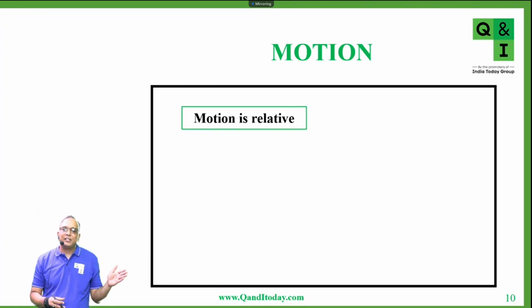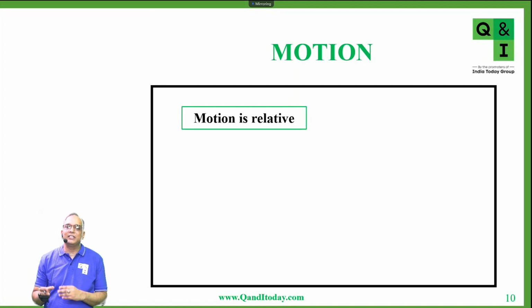So that observer, when he is observing from outside the train, will observe that person who is sitting inside the train to be moving when the train is moving. So the same object, the person sitting inside the train, when observed from inside the train, will be at rest. But when observed from outside the train, he will be in motion. So there is a difference here.